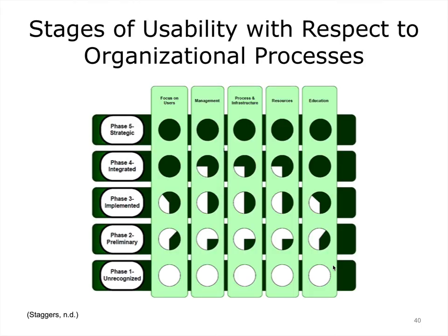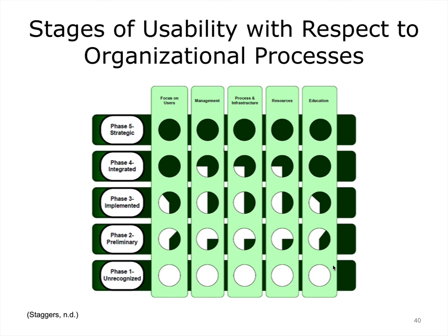This slide shows the phases of usability in an organization and how they relate to the users, management, processes, resources, and education. In the unrecognized phase, none of these has any focus on usability. As an organization enters the preliminary phase, the focus on users and education has increased, and there is little attention to the other three aspects.